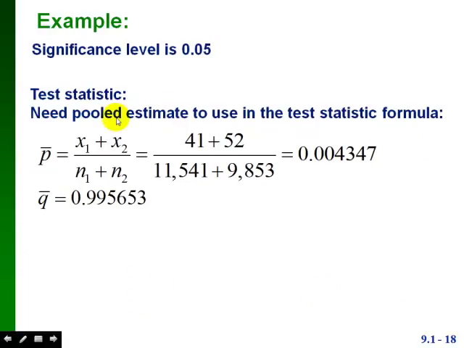All right, they told us in the problem that they wanted us to use a significance level of 0.05. And here's where we need that pooled estimate that we were talking about to use in our test statistic formula. Again, we're adding our two numbers of successes on the top, we're adding our two sample sizes on the bottom, and this is our pooled estimate. And the q-bar is just 1 minus the p-bar.